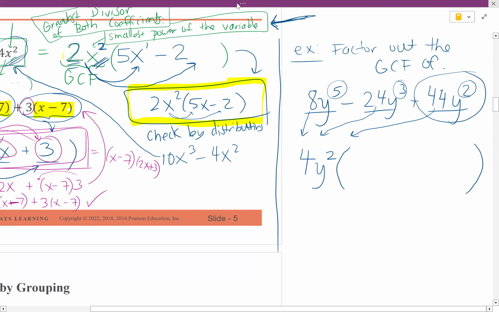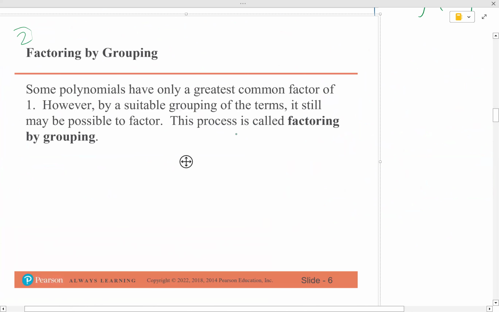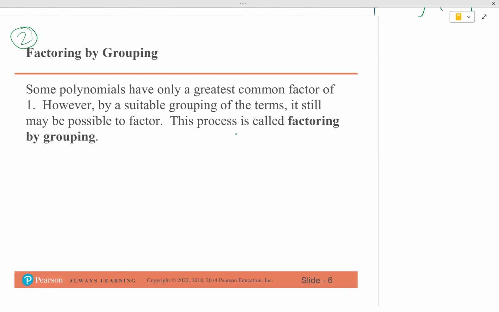All right, so the second technique, that was the first technique. If you ever see a polynomial and all the terms have something in common, either they all have the same variable or all their coefficients have the same divisor, then you should do that first technique where you have the greatest common factor taken out. But if that doesn't work, then here's another technique, factor by grouping. Some polynomials have only a greatest common factor of 1. However, by a suitable grouping of the terms, it still may be possible to factor. This process is called factor by grouping.